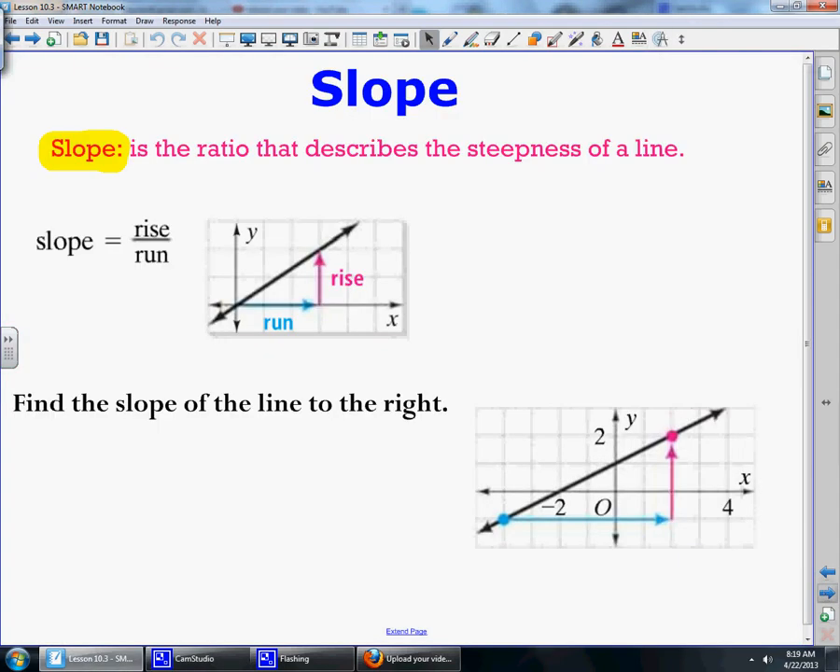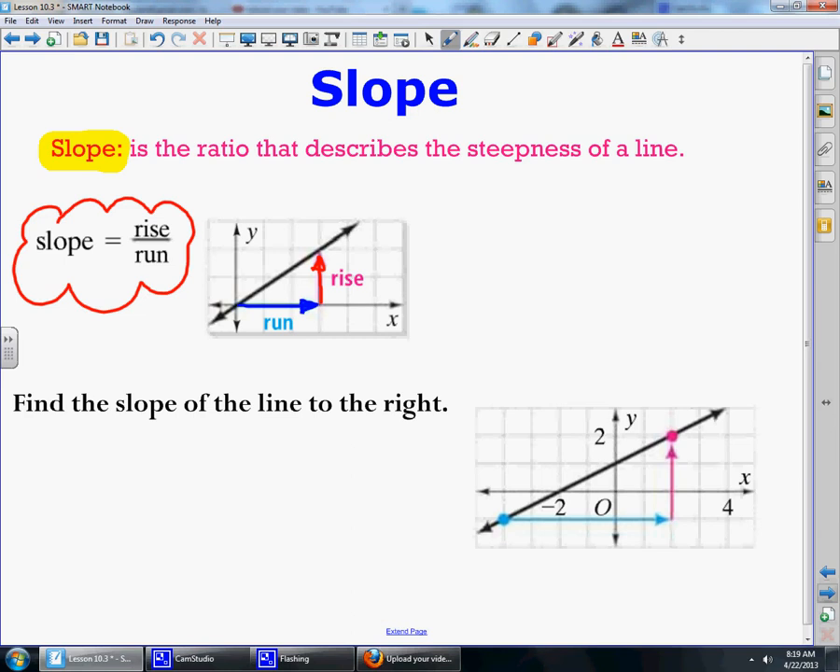So the slope is the ratio that describes the steepness of a line. And slope is always the rise over the run. So your rise is your movement up and down, and your run is your horizontal movement, or your movement left to right.